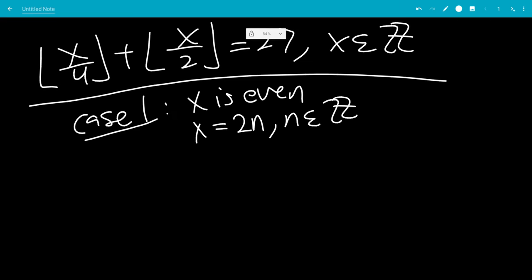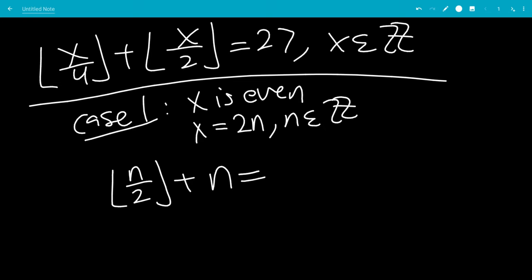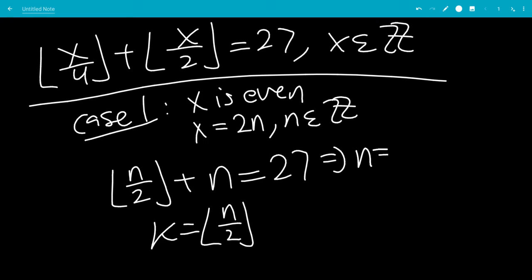Plugging that in, 2n over 4 can be simplified as n over 2. The floor of 2n over 2 is the floor of n, but it's an integer, so it's plus n equals 27. So we're going to let k equal the floor of n over 2. This will make n be 27 minus k.